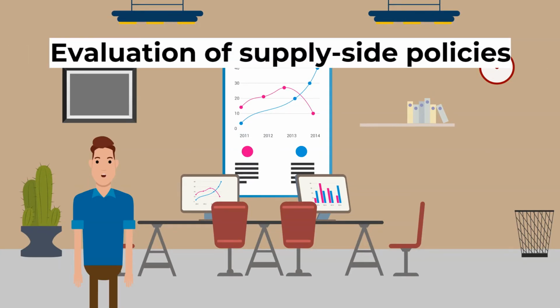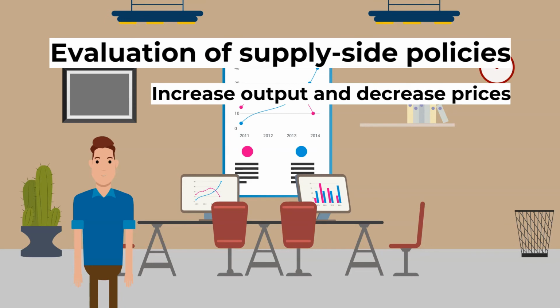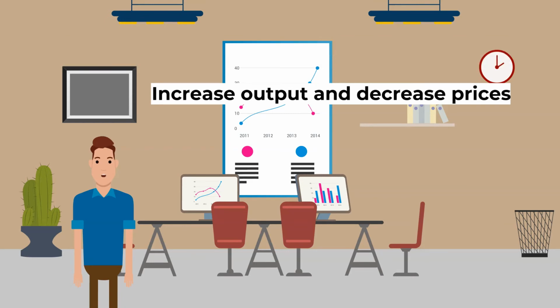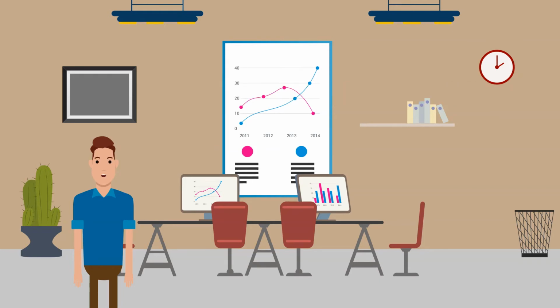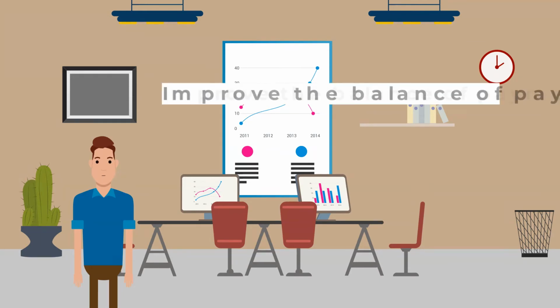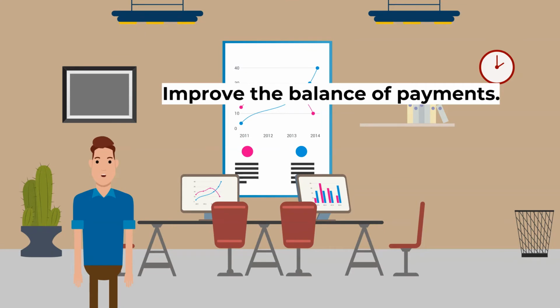Okay, let's evaluate supply-side policies. Unlike demand-side policies, supply-side policies are able to both increase output and decrease prices. They are more long-term policies and lead to long-term economic growth, rather than small changes in economic growth following changes in aggregate demand. Moreover, they can be directed at increasing exports, which will also improve the balance of payments.